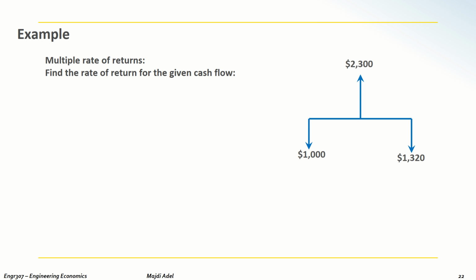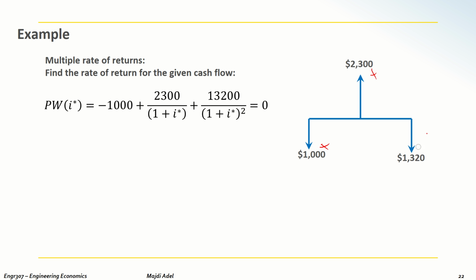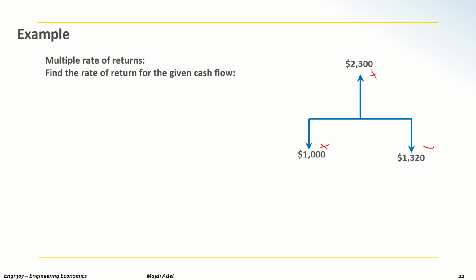Another example. We have this cash flow, and as you can see, this cash flow is non-simple. The sign changes 2 times. Negative and positive, then negative. So there are 2 sign changes. Since there are 2 sign changes, I may expect multiple rates of return, 2 rates of return as a maximum.